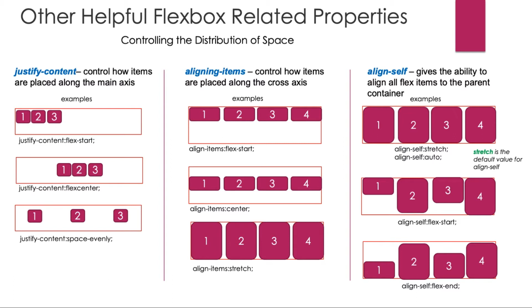Then we have align-items. This controls how items are placed along the cross axis, all right, that perpendicular axis. And you see the three examples there. We have flex-start, center, and stretch. Then we have align-self, which is interesting. This gives the ability to align all flex items to its parent container, and its default is the value of stretch for align-self. That's the same as auto. Then we have flex-start, and again, that aligns it to the top of that container, and flex-end would align it to the bottom. All right, and we're going to see these live to really drive these points home.